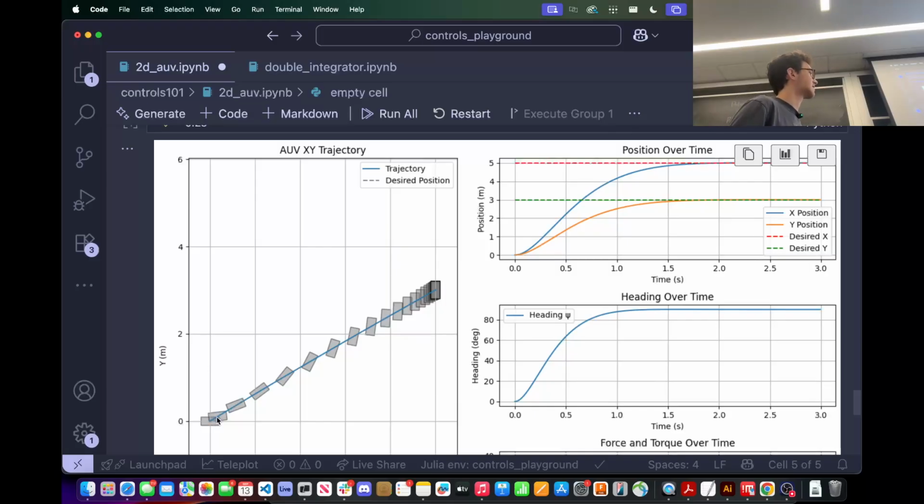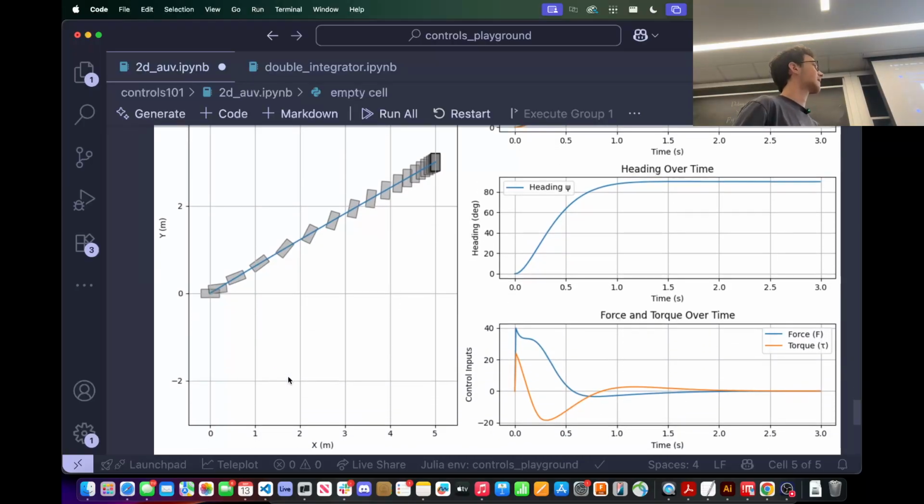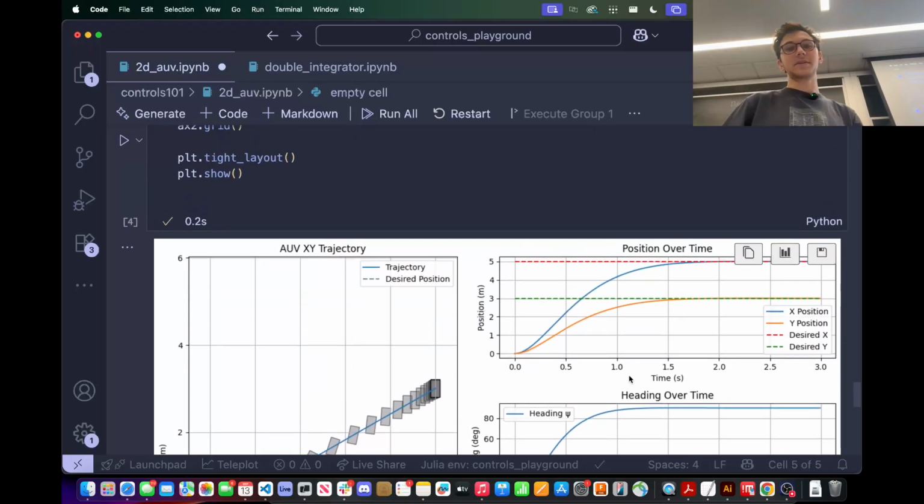And this is the 2D sim. So it goes and is moving along this dimension, and while it's moving, it's also rotating. Because we have full control authority, or we are fully actuated, we can do that, right? We can move and rotate at the same time and not affect one or the other. So we do this thing where we go like that. And yeah, you can see the force and torque over time.